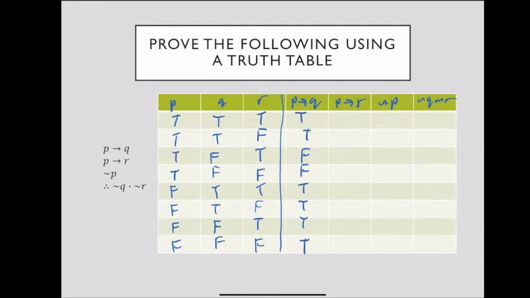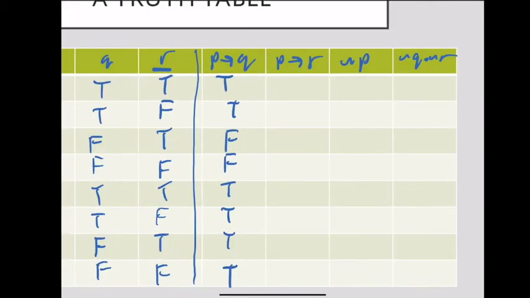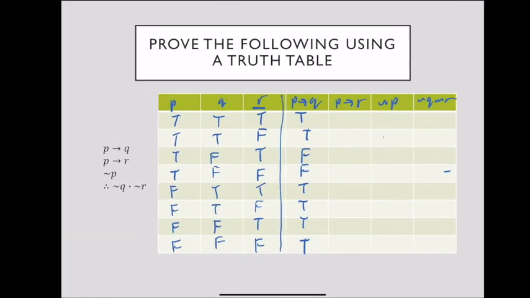P implies R. Remember, now I'm looking at this column. I'm going to get true. True implies false is false. True implies true is true. True implies false is false. False implies true is true. False implies false is true. False implies true is true. And false implies false is false. Not P is false, false, false, false, false. Wait, nope, that one's a true. I was going too quickly. True, true, true, true, true.